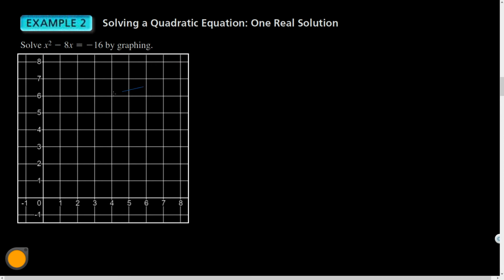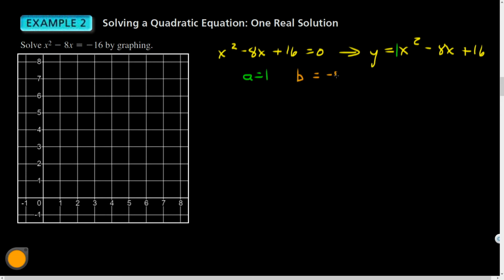Here's another one. So let's set this equal to 0. X squared minus 8x plus 16 equals 0. Also notice this is saying, oh, wait a minute, there's going to only be one real solution in this case. The related function is y equals that. Let's figure out A, B, and C. I'm going to write them over here just for space. A is 1, B is the -8, and Charlie is the 16.